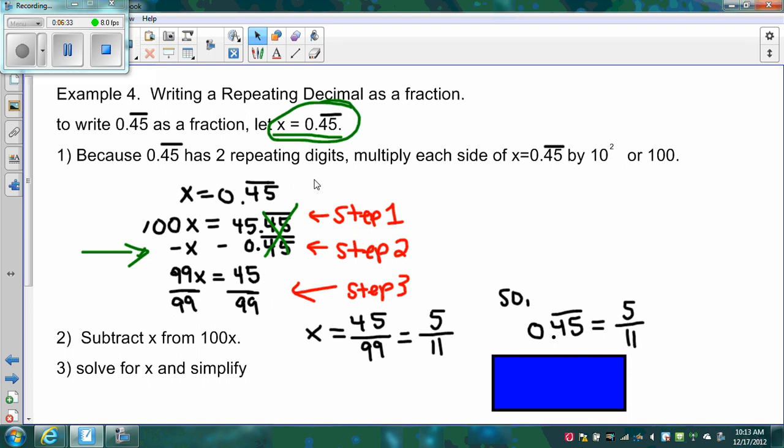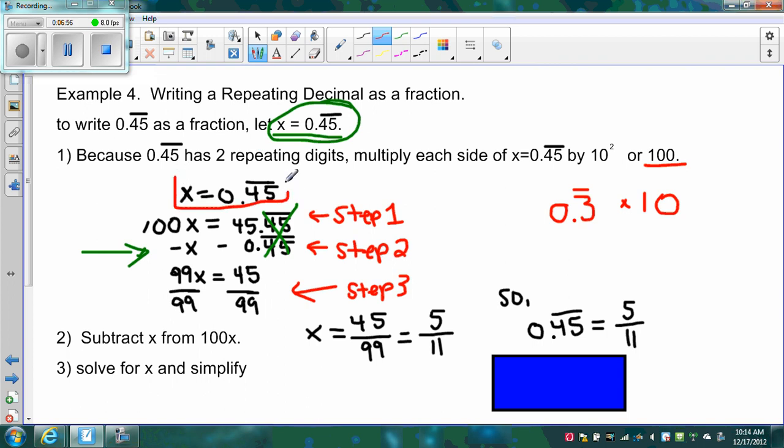So this is a little tricky. The key things to remember is if it has 2 repeating digits, we multiply by 100. If it was 0.3 repeating, we would just multiply each side by 10. If it had 3 repeating digits, then you do 1,000. And then you always subtract this original equation that we wrote here. So first you multiply it by whatever factor, 100 or 10, depending on the number of repeating decimals. Then you go back and subtract that original equation.